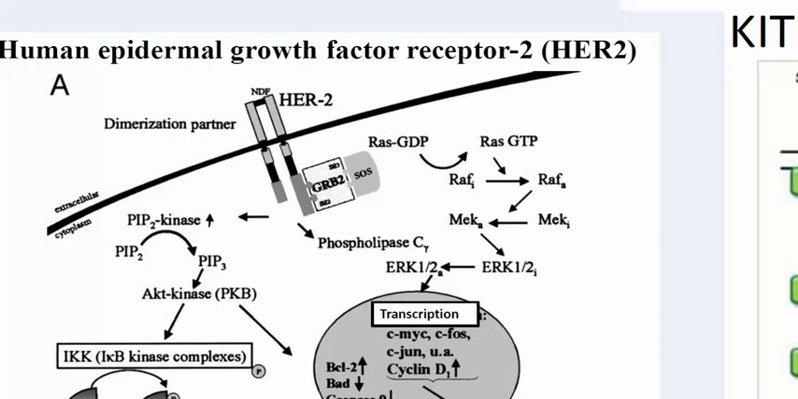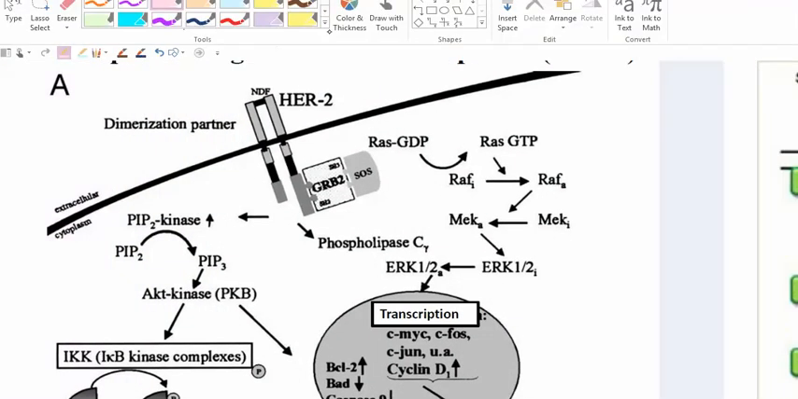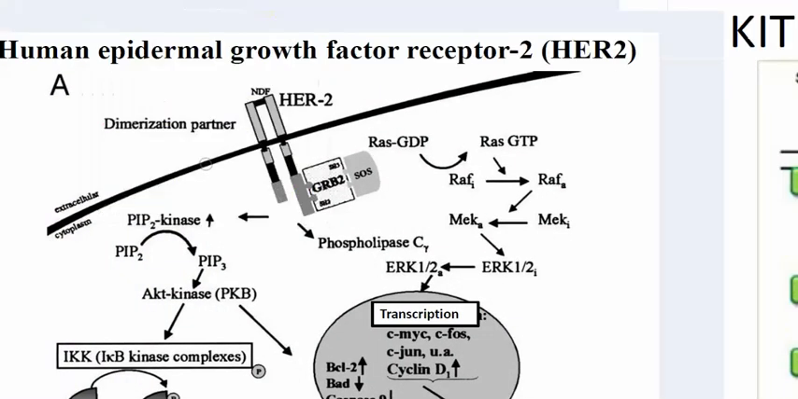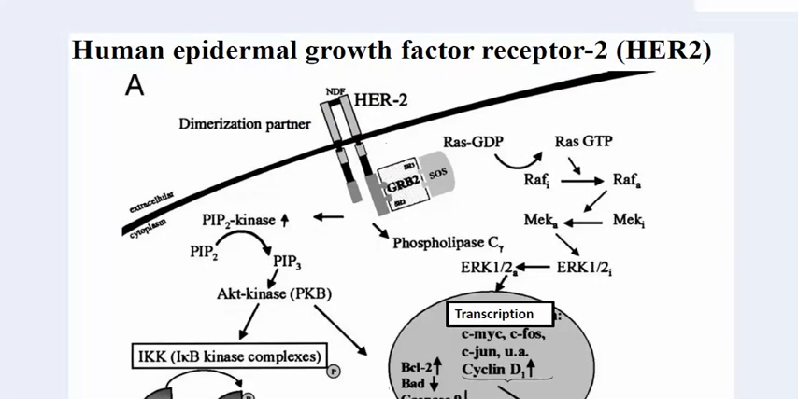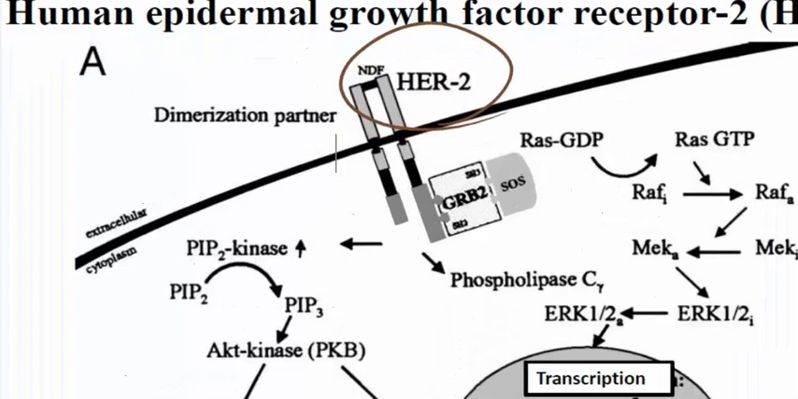Okay, so here it goes. Here's your HER2. What kind of receptor is HER2? Tyrosine kinase. So how does it work? Growth factors go on the subunits, they dimerize, and there's cross phosphorylation. That's what we're seeing here.